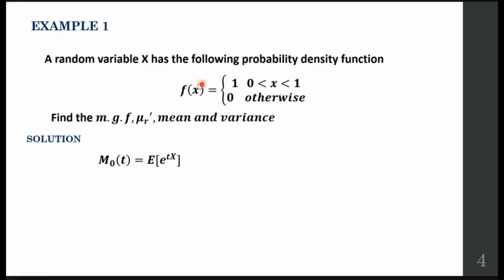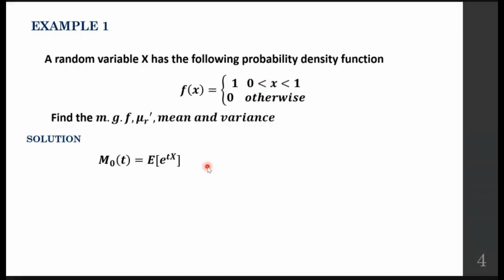Now since f(x) is given, it is a continuous function. How to identify whether it is a continuous function? Here the limits are 0 less than x less than 1. This means that x takes all the values from 0 to 1, that means 0.0. It's a continuous function. All the values between 0 and 1, decimals, fractions, whatever values we have between 0 and 1, x takes all the values. That is why it becomes a continuous random variable.